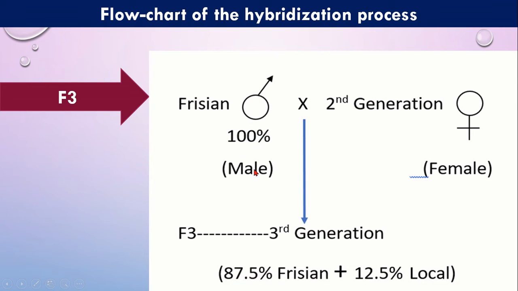Next, the third step is Friesian 100% characteristics male, and the second generation where the characteristics was 75% Friesian and 25% local. If we cross that one, that means inseminate the Friesian to the second generation, the third generation will be 12.5% local, because that was 25%. Now 12.5%, and the rest of them is 87.5% Friesian. So this is altogether 100%.